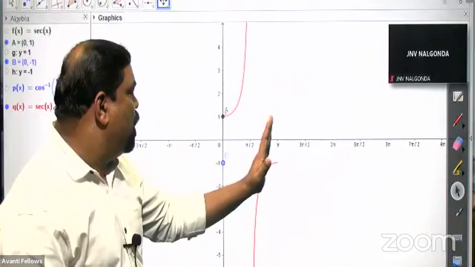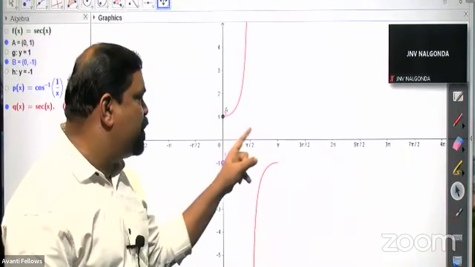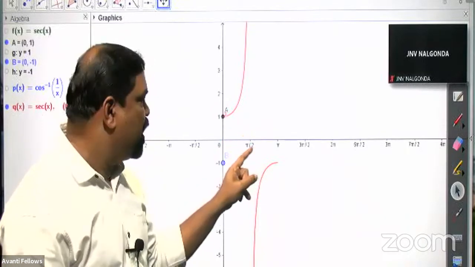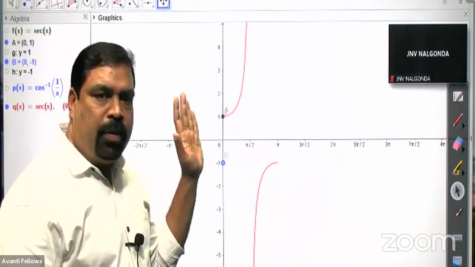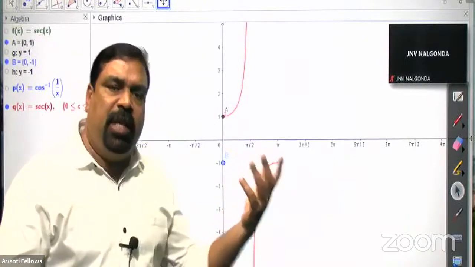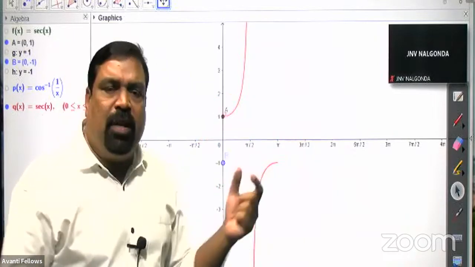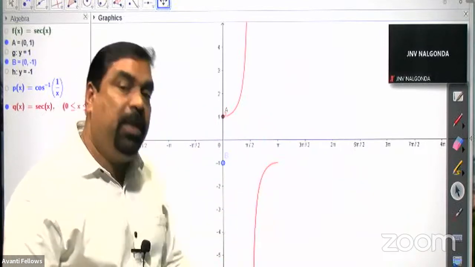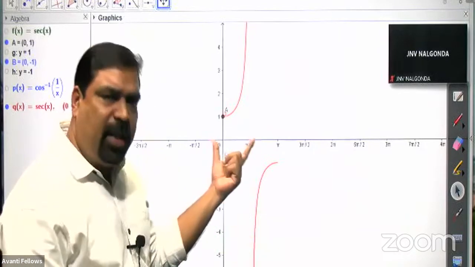And in between 0 and pi, you can find a gap again. Pi by 2 is not there. Pi by 2 cannot be. That's the meaning: except pi by 2. So if you take this interval, the sec function is also one-one and onto. So which interval have we taken? The closed interval 0 to pi except pi by 2. So this is the graph of sec x in that particular interval.